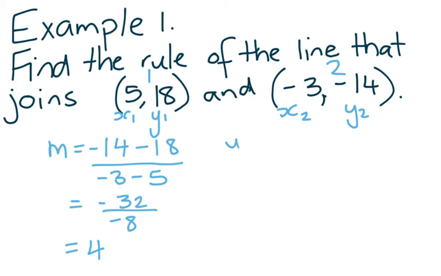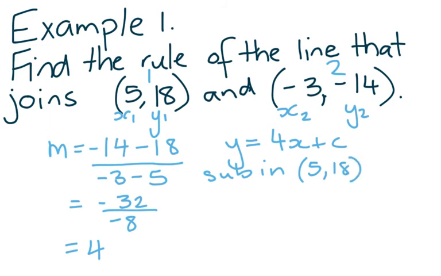So that means in our rule so far, we know y equals 4x plus some unknown number. Now to find that unknown number, that constant, we can sub in one of the coordinates. Ultimately it doesn't matter which coordinate you sub in. I choose the one with the smallest numbers or the least amount of negatives, so there's the least chance of making a mistake. So I'm going to sub in (5, 18).